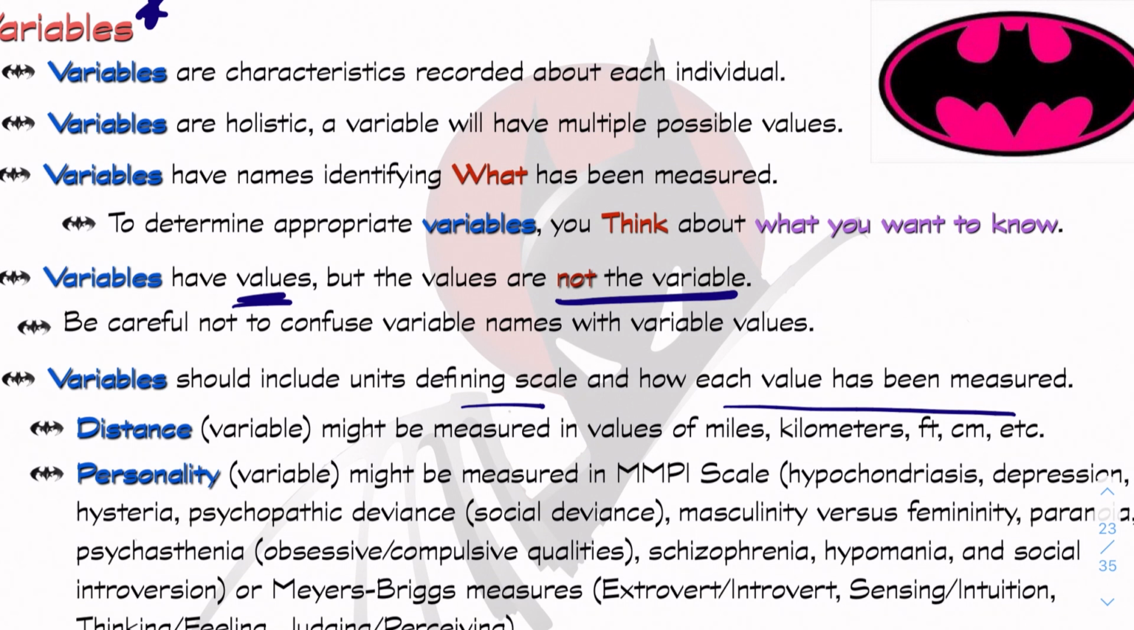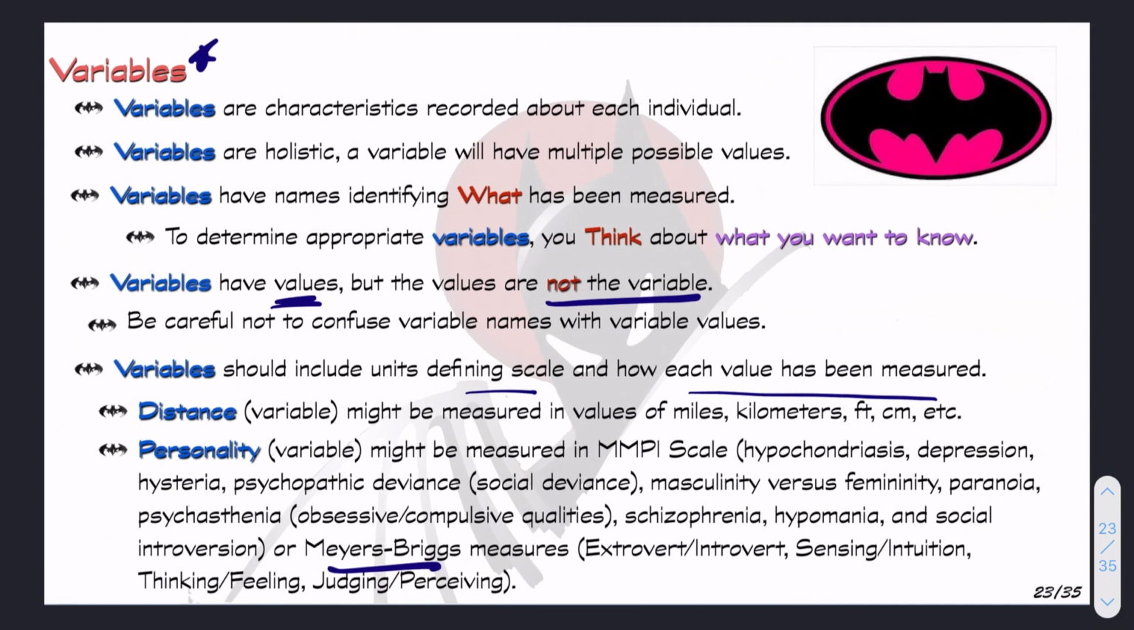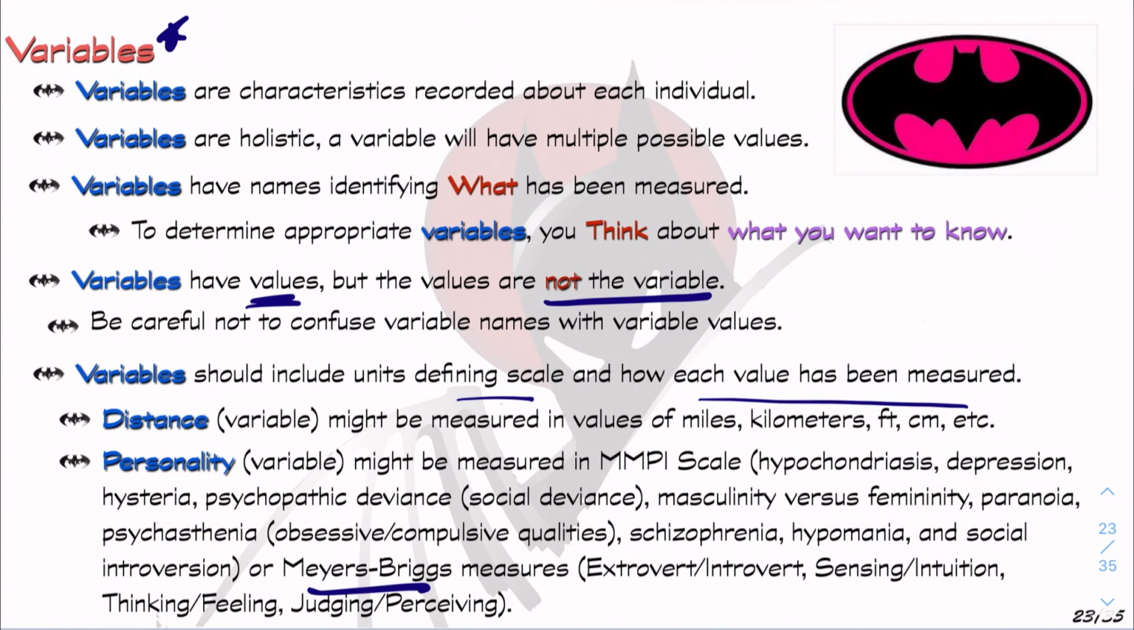If we're talking about personality, which is a variable, it might be measured in the MMPI scale, which is hypochondriasis, depression, hysteria, psychopathic deviance, social deviance, masculinity versus femininity, paranoia, psychasthenia, schizophrenia, hypomania, and social introversion. Or you could be using the Myers-Briggs measure: extrovert, introvert, sensing, intuition, thinking, feeling, and judging, perceiving. If you know what you are, if you're an INSJ, like me, which is a pretty rare personality trait, that says something about you. That's the measurement.